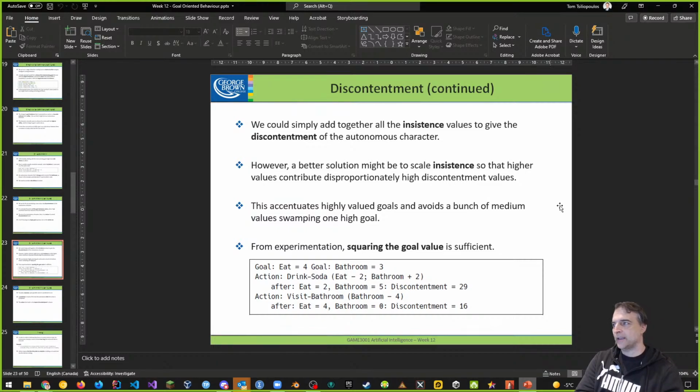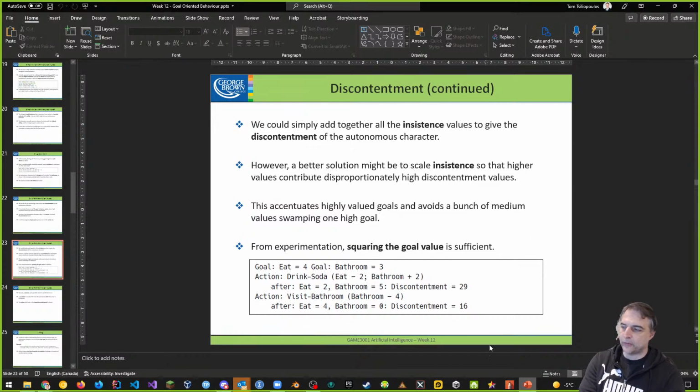So first of all, how do you calculate discontentment? There's a couple of ways to do that. We could certainly add the numbers up, but sometimes you might have insistence values that are higher than others. Instead of adding them evenly, you might have different weightings you want to use as well. A lot of times what really works well is squaring the goal value. Okay, squaring the goal value.